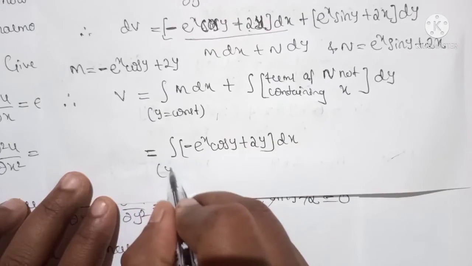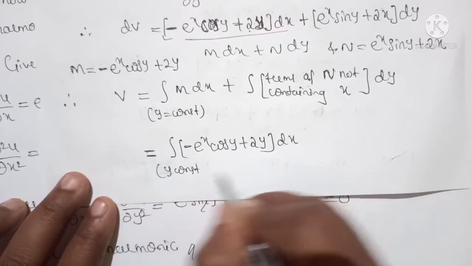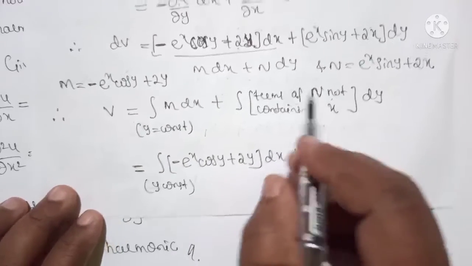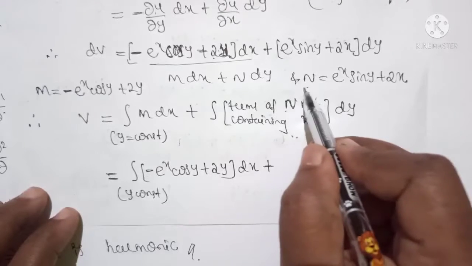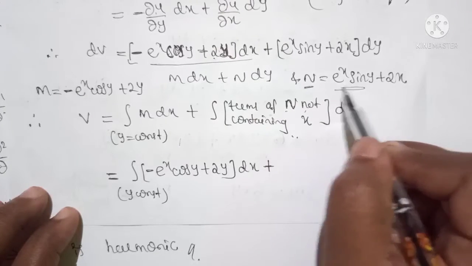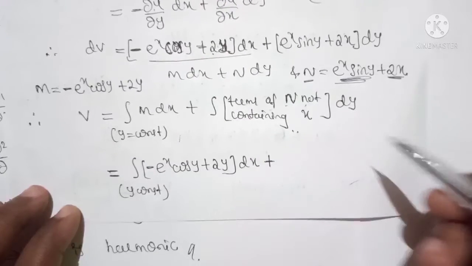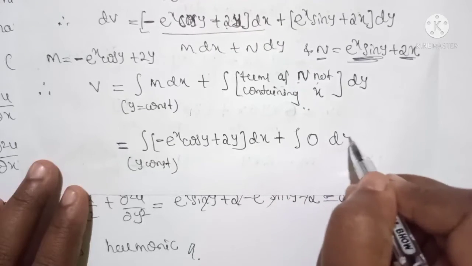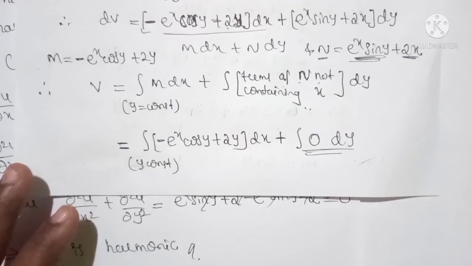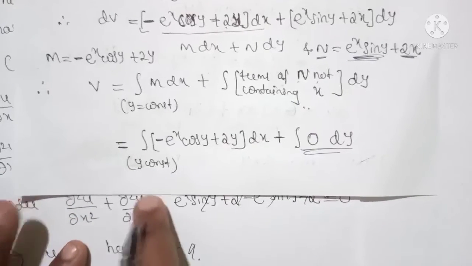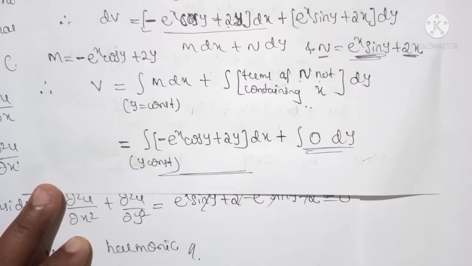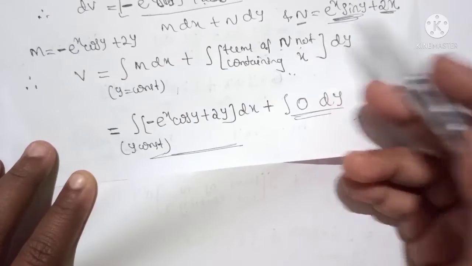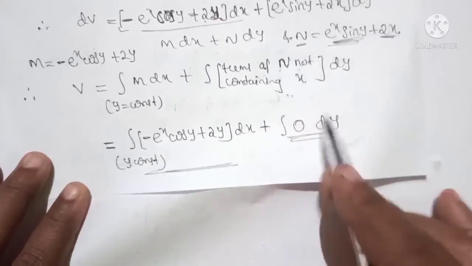So treating y constant, plus terms of N not containing x. So here we have to find terms of N which are not containing x. You can observe that both terms contain x, therefore we write here integration of 0 into dy, which will be totally 0. Okay, so therefore we have to integrate only this term. So if N doesn't contain any terms which are independent of x, then we have to take 0.